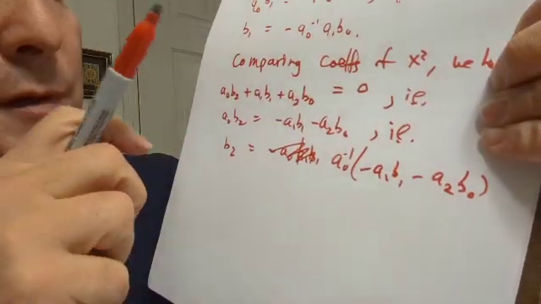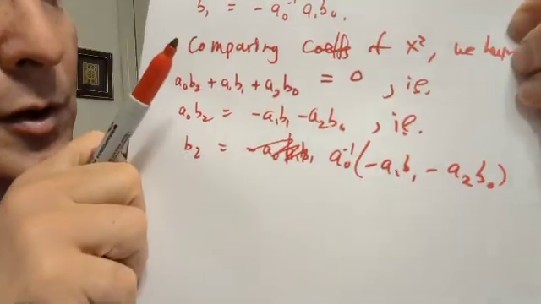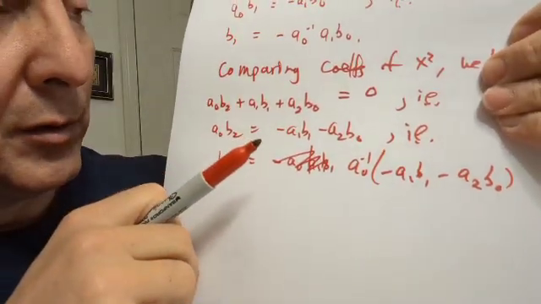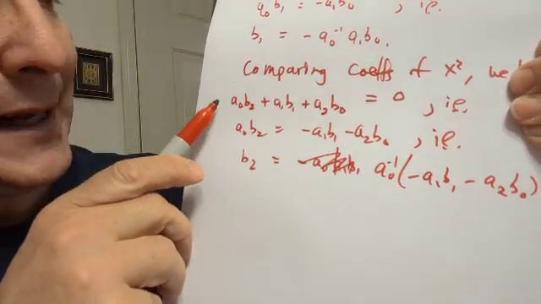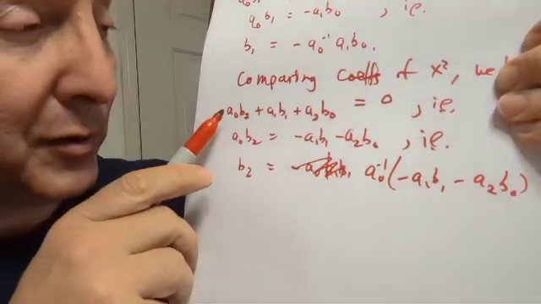And it turns out every time we consider a new coefficient on both sides of the equation, we'll have one more unknown. And it's going to get multiplied by a0, and we can multiply by a0 inverse because it's invertible, and we can solve for that new coefficient. Let's see if we can write down this formula more generally.